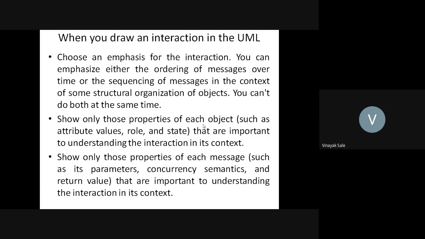When you draw an interaction in UML, show only those properties of each object, such as attribute values, roles, and state, that are important to understand the interaction in its context. Show only those properties of each message, such as its parameters, concurrency semantics, and return value, that are important to understanding the interaction in its context.